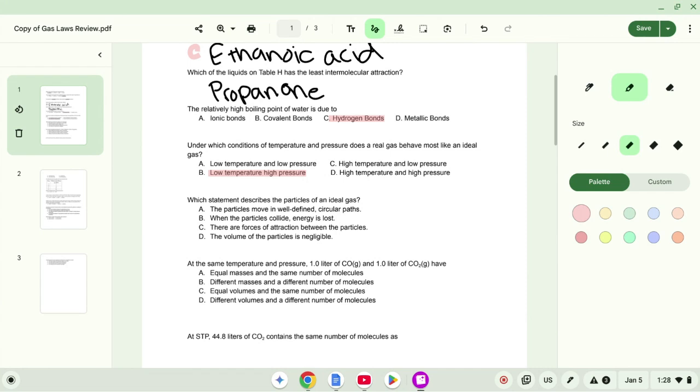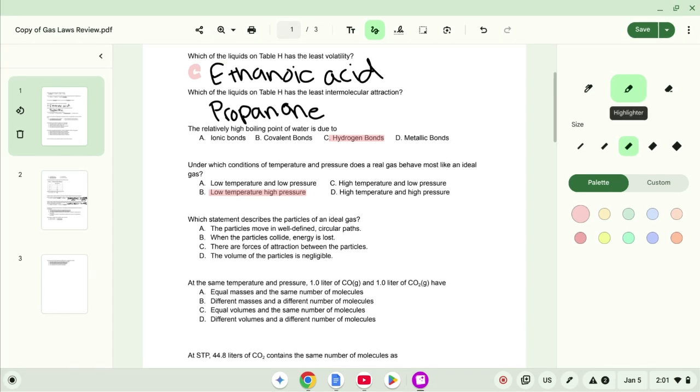Which statement describes the particles of an ideal gas? We can eliminate A because in an ideal gas, the particles move in random straight lines. We can also eliminate B because in an ideal gas, energy is transferred. And we can eliminate C because in an ideal gas, there are no forces of attraction between the particles. This makes the answer D.